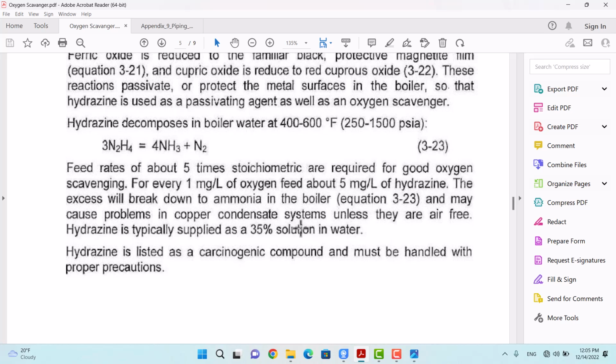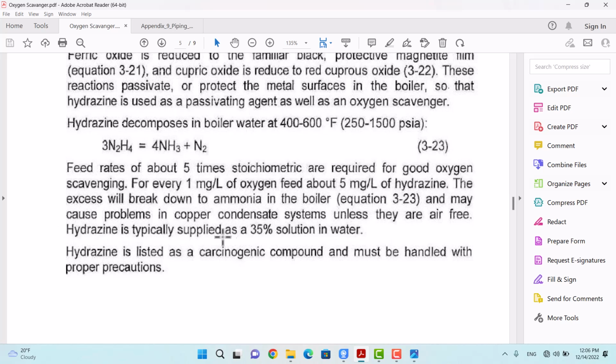This sentence means that if we use more hydrazine than required, the excess hydrazine might break down to ammonia, and if there are some levels of oxygen in the system, and some parts of the equipment are constructed from copper, ammonia and oxygen might be aggressive to the copper alloys, and they might destroy the copper alloys.